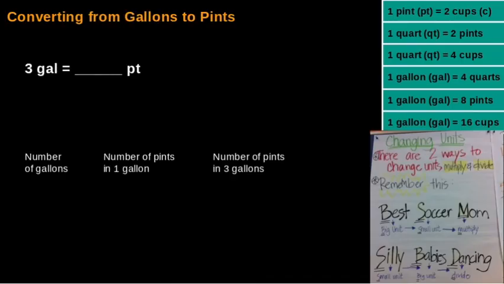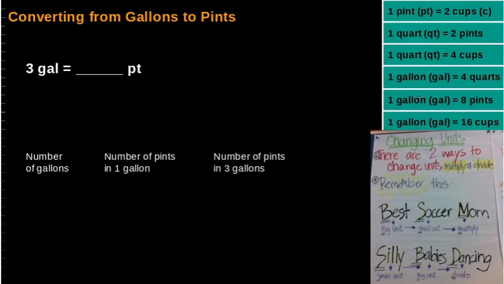Okay, from gallons to pints. How many pints can you find in 3 gallons? You go to your table again, look for the relationship between gallons and pints. Where would we find that? Right here. 1 gallon equals 8 pints. And remember, the unit that has 1 in front of it is bigger than the unit it equals to. 1 gallon is way bigger than 1 pint. So we're moving from big unit to small unit. Best soccer mom. Big unit to small unit will multiply.